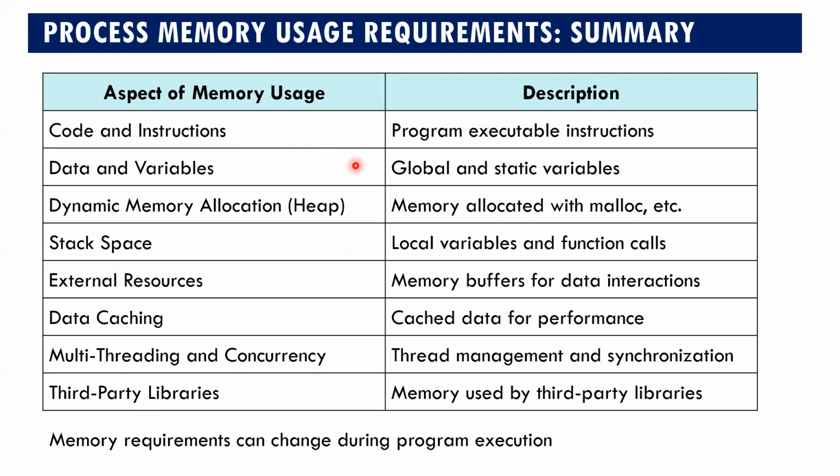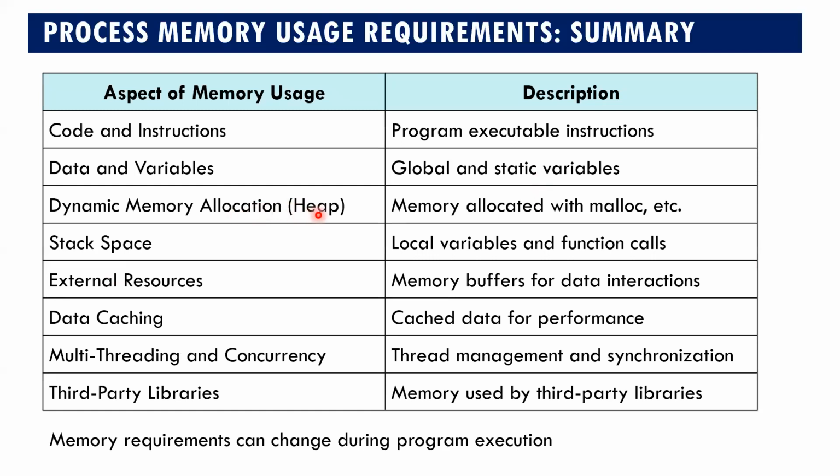So coming to the summary of process memory usage requirements, we have already seen that there are 4 different segments. One is the text segment, for storing the code and instructions. The program's executable instructions are stored in this segment. The next segment stores data and variables, which includes both global and static variables, and it is in turn divided into 2 subsegments: initialized data and uninitialized data.